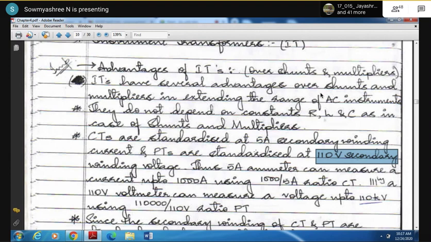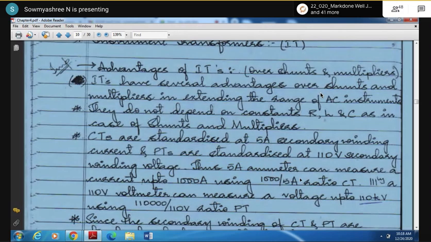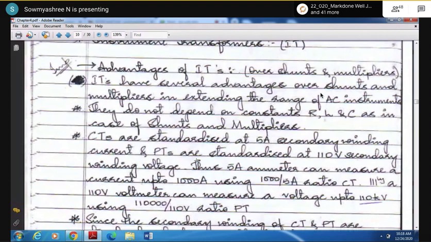Now if I consider a 5 amp CT, this standardized CT can be extended to measure up to 1000 ampere using a 1000 by 5 ampere ratio CT. You can see here. Can you see this line, the cursor where I'm marking? Is it visible, students? Yes, ma'am.